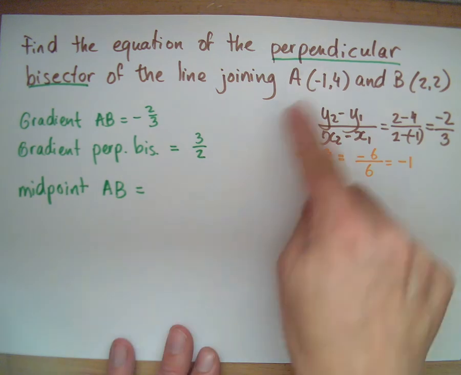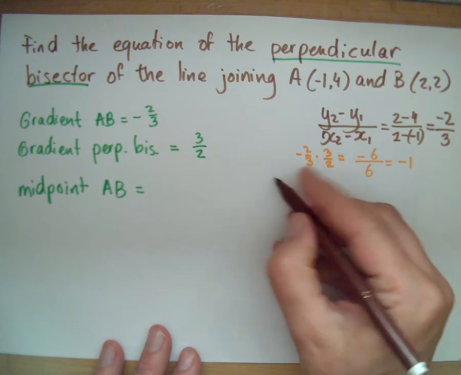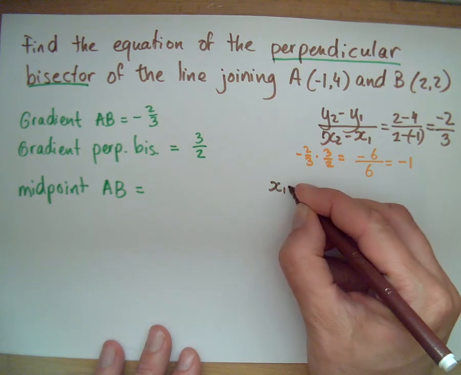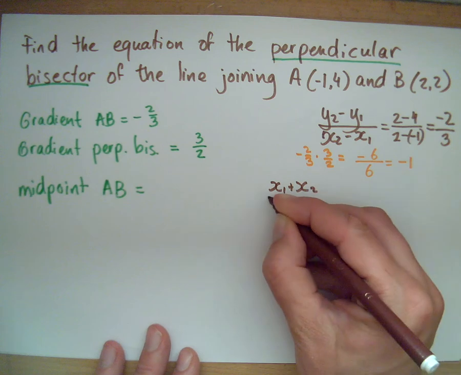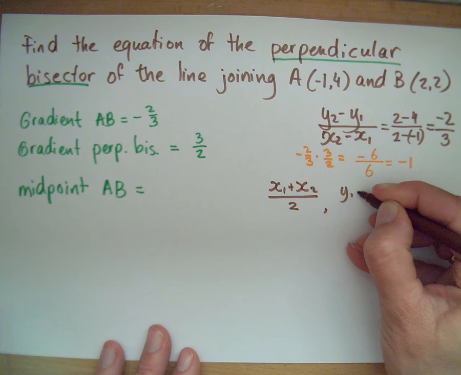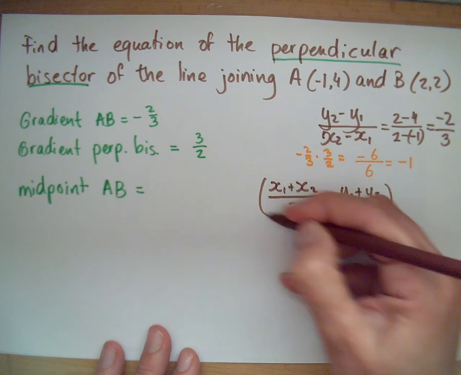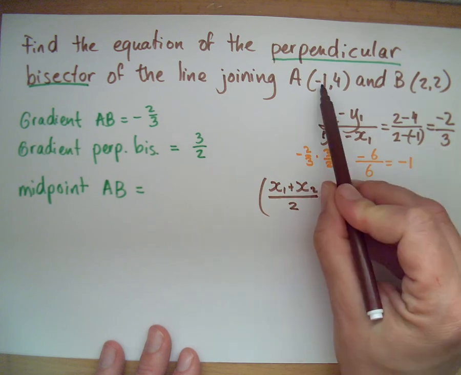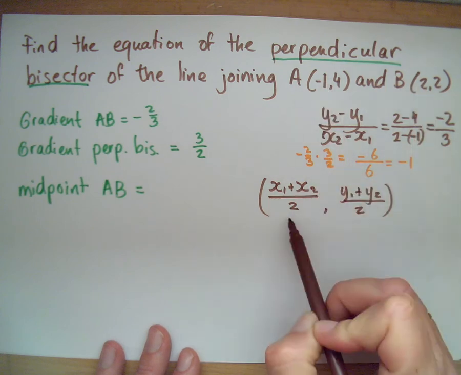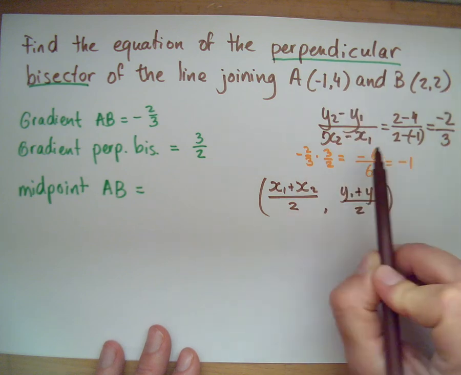Now let's find the midpoint between these 2 points. Remember how we find midpoints? We add up. It's like we take the average of the x values, right? And we take the average of the y values. The average of the x values is the 2 added up together and divided by 2. Same for the y values. You add them up, divide them by 2.